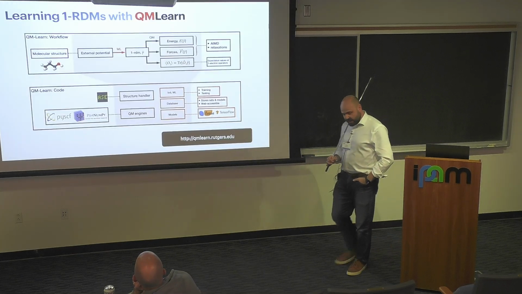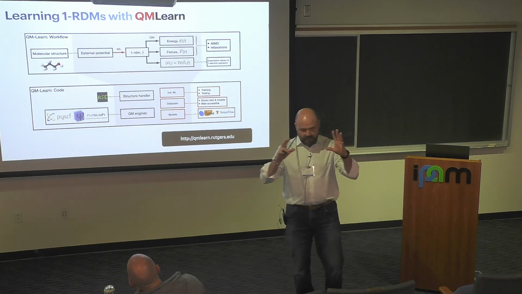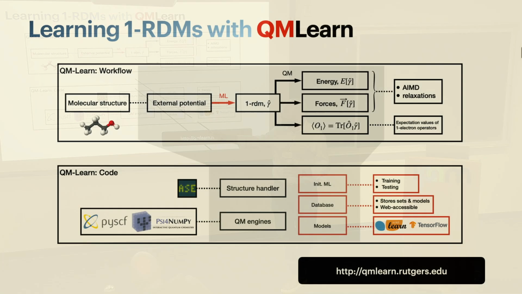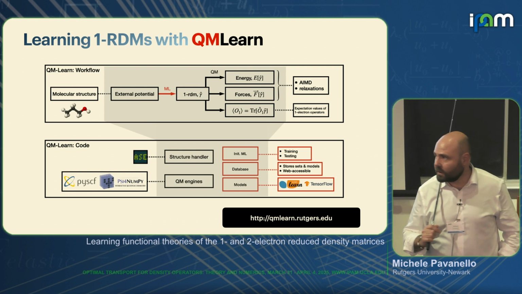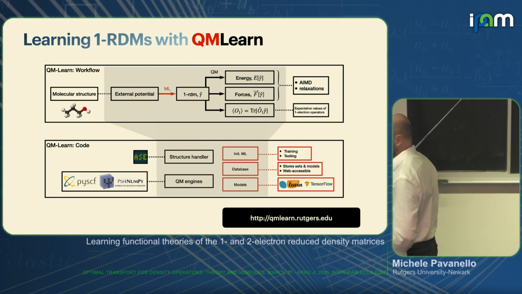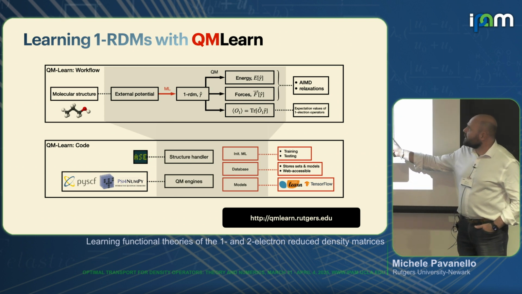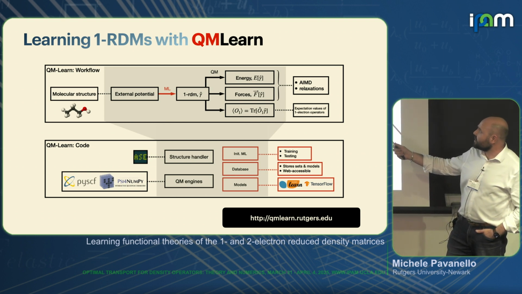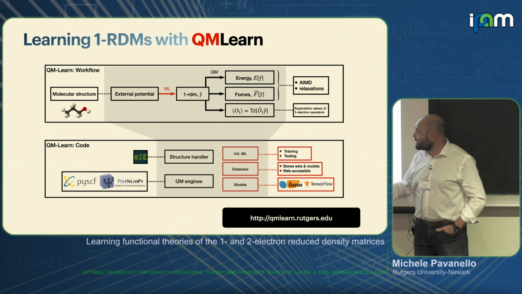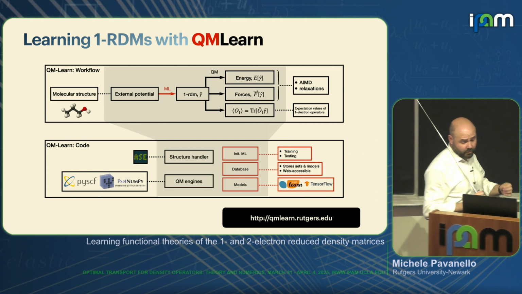Okay, so we put this together into a code. This code gets the training set, learns this map between external potential and 1 RDM. If these 1 RDMs come from Kohn-Sham DFT, or a mean field method, then we can simply use quantum mechanics, or the mean field method, definition of the energy, to get energies and forces. The next few slides will show you what we do for not mean field methods. If you have energies and forces, you can run ab initio dynamics, relaxations, and because you have gamma, you can get expectation values of 1-electron operators.